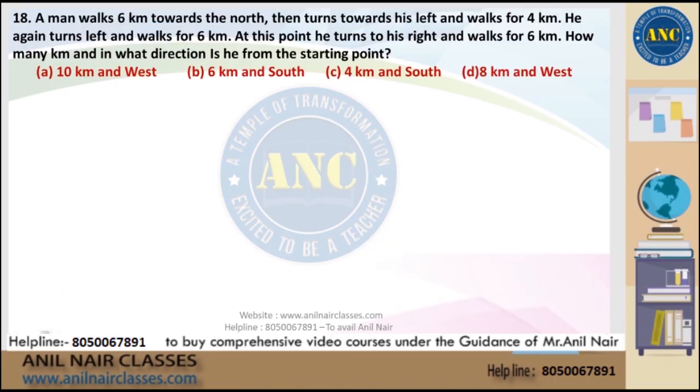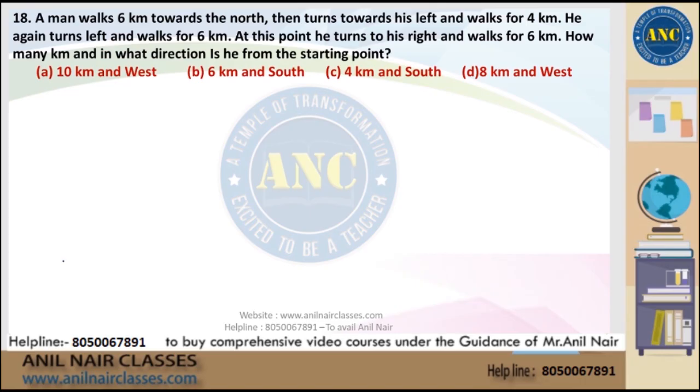A man walks 6 kilometers to the north, then turns towards his left and walks for 4 kilometers. He again turns left and walks for 6 kilometers. At this point, he turns to his right and walks for 6 kilometers. Now, the question is, how many kilometers and in what direction is he from the starting point? So here we need to find out both distance as well as the direction.